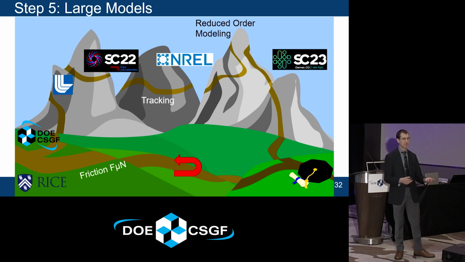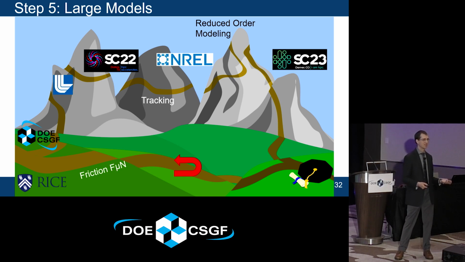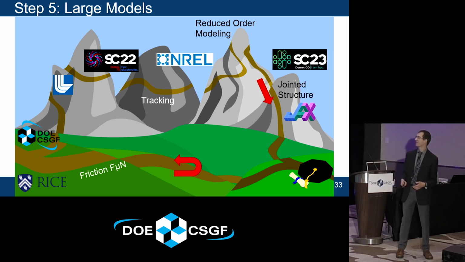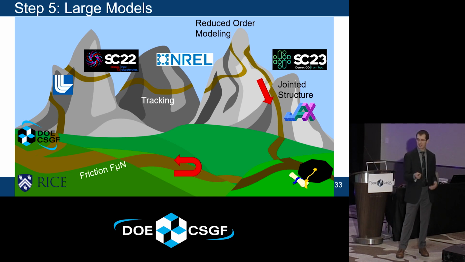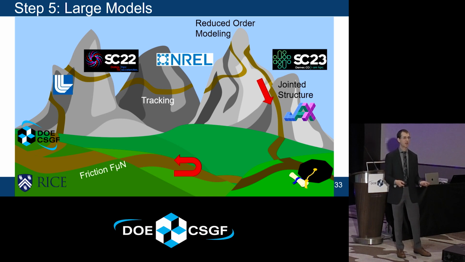So now I have this nice reduced order modeling, but this is CSGF, so I need to apply it to a large model. To finish out and get out of the wilderness, I'm going to apply it to a jointed structure. And here, just a quick side note, I use JAX, which allows for automatic differentiation in Python.